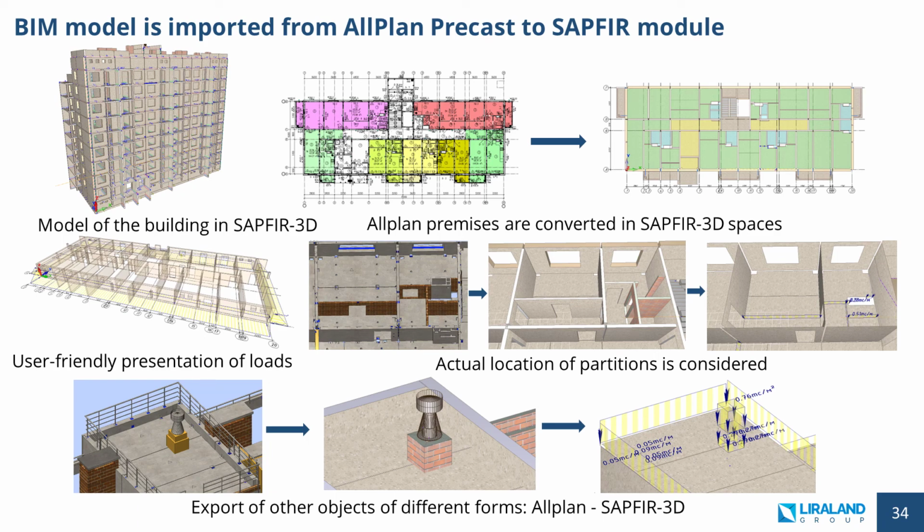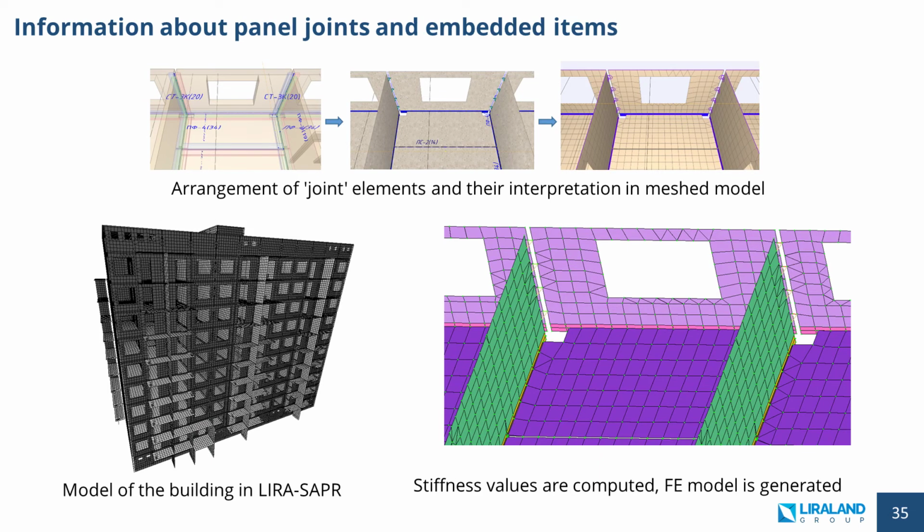Several advantages of using the integration all-plan SAPFIR LIRA-SAPR from our users. All plan premises are converted in SAPFIR 3D spaces, user-friendly presentation of loads, actual location of partitions is considered, export of objects of different forms, all plan SAPFIR 3D. So LIRA-SAPR provides a full range of options to analyze a large panel building using a BIM model from any software.